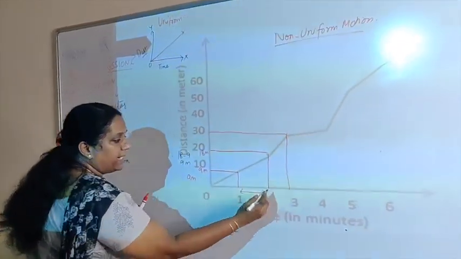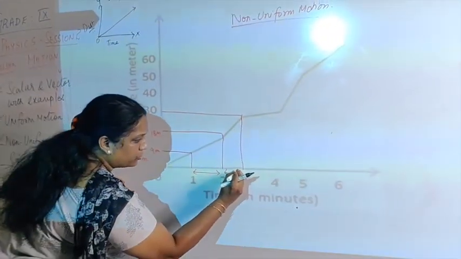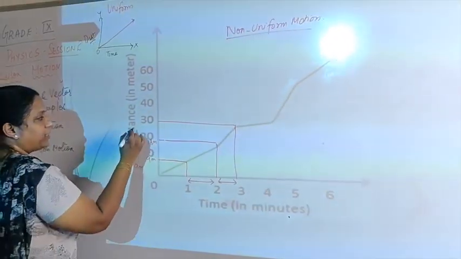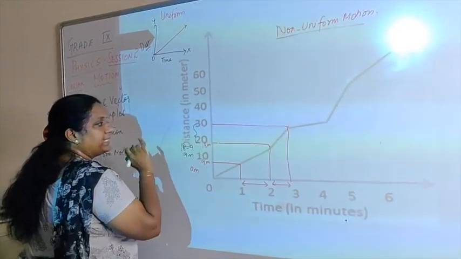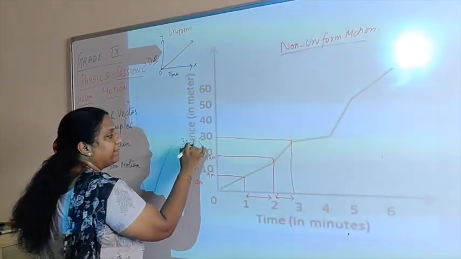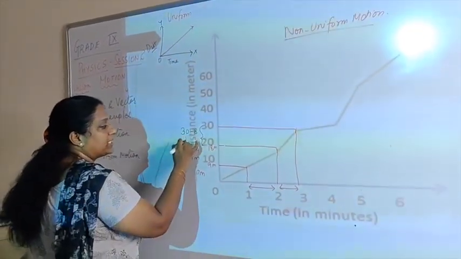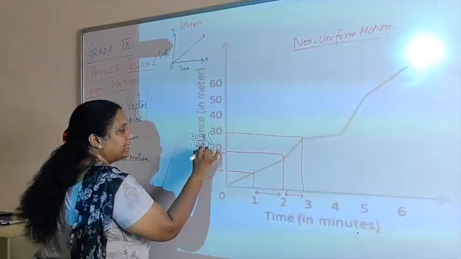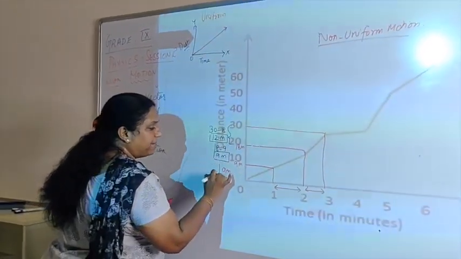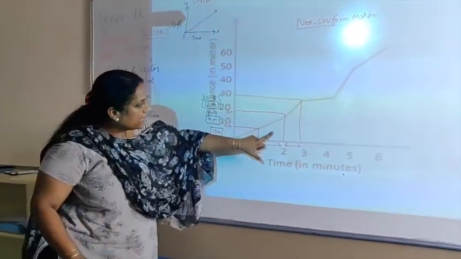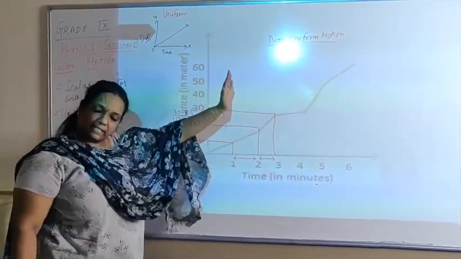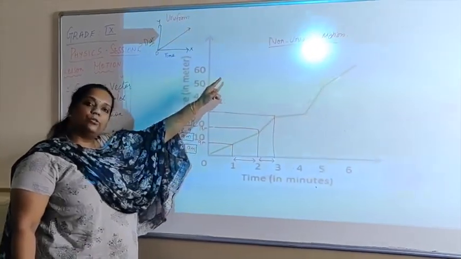Okay, but look at the third 1 minute. From 2 to 3 minutes, it managed to go from 18 to 30. So what is the distance that it has covered? It has covered 30 minus 18, which is 12 meters. So is the distance the same every 1 minute? It is not. That is why this is the graph with a zigzag slope that represents non-uniform motion.